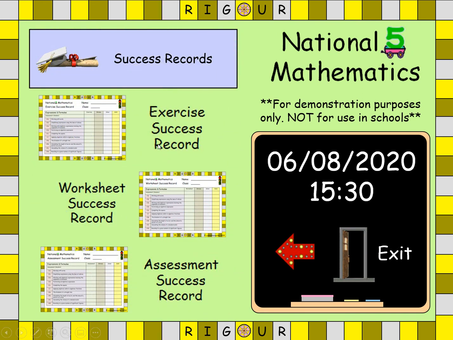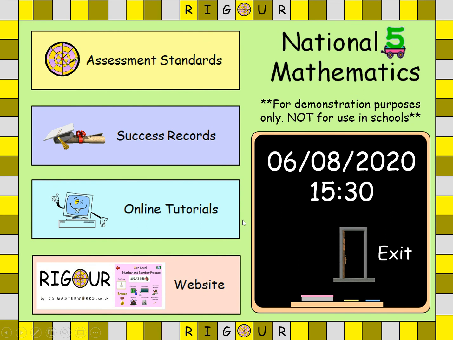There's success records where pupils can have these printed off and record all the progress in exercises, worksheets and assessments. There's a link straight to the National 5 Maths online learning platform for the teacher if they have a valid Rigor Maths subscription, and of course clicking the bottom button takes you straight to our website where there's a lot more resources available. So for example, the National 5 Maths Rigor Maths calendar.